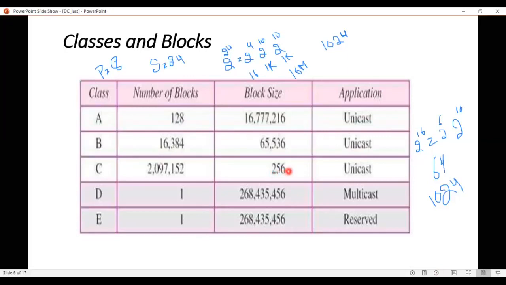256. See, now what you can infer from this is, the number of blocks means how many net IDs you can have. Understood? These are the number of network IDs you can have, and for each network ID you can have this many host IDs, or say you can install these many nodes to each net ID. This represents the total number of net IDs, and this is the block size for each net ID, how many nodes you can install for each net ID.